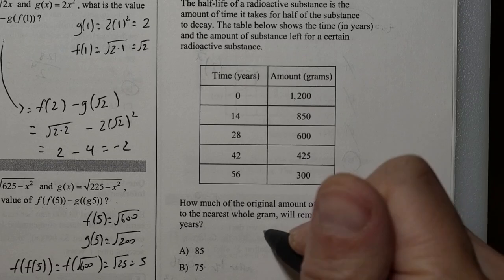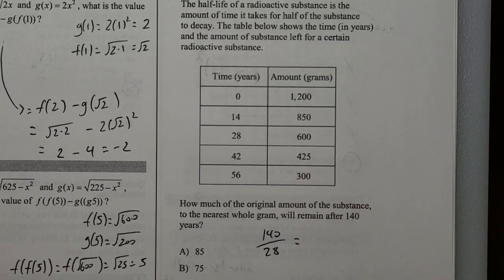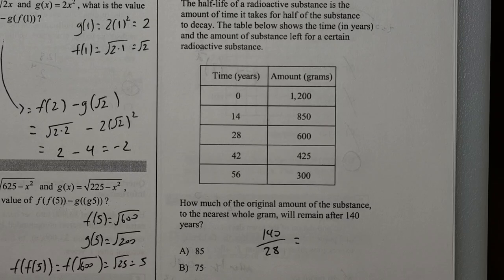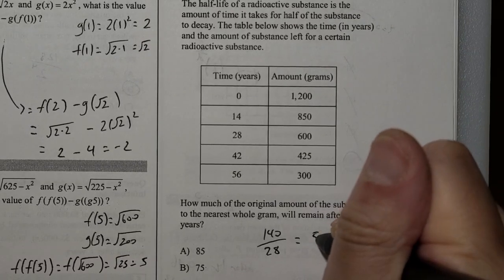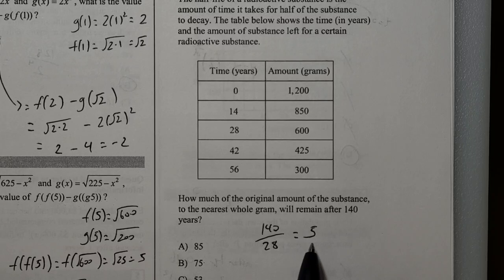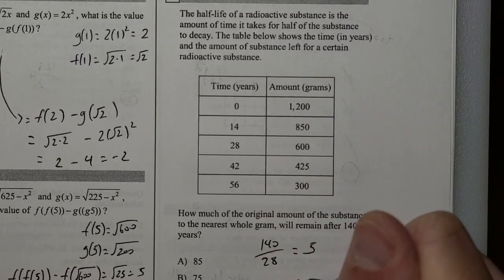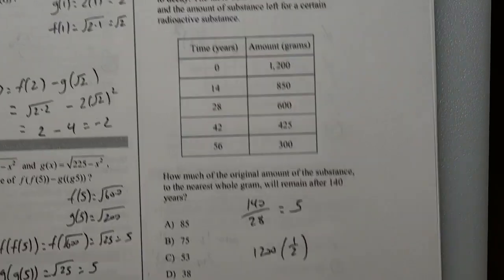So, is 140 divisible by 28? I believe it is. If I did it in my head correctly, it should be 5, right? So, after 140 years, it halved 5 times. So, what does that mean? So, 1200 times half, it halved 5 times.